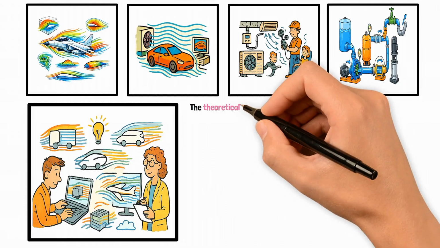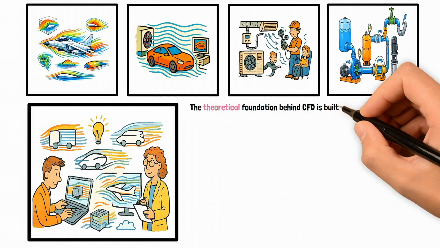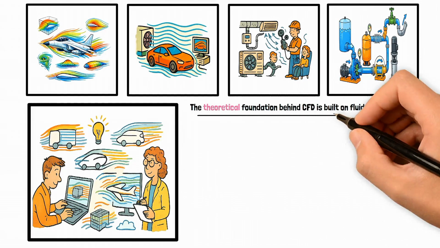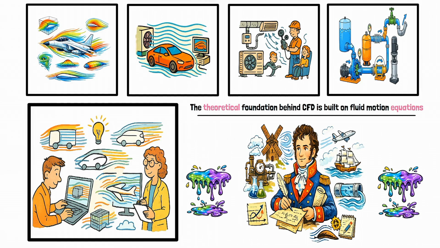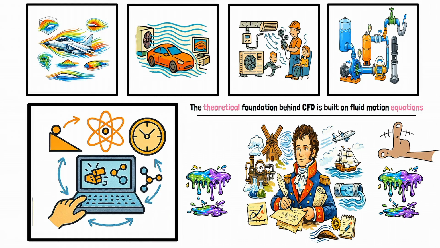The theoretical foundation behind CFD is built on fluid motion equations formalized by scientists like Claude-Louis Navier, whose work helped describe how viscous fluids move. Modern computers don't change the physics. They simply allow these principles to be applied at a scale and speed that humans never could manually.